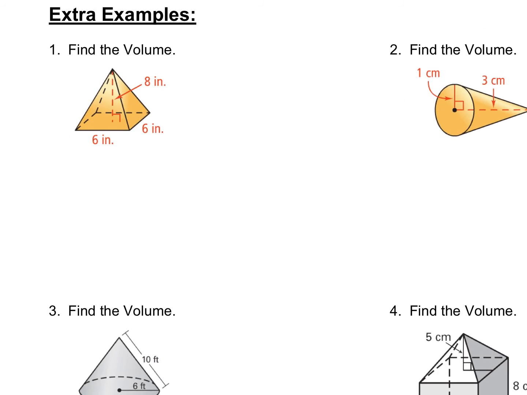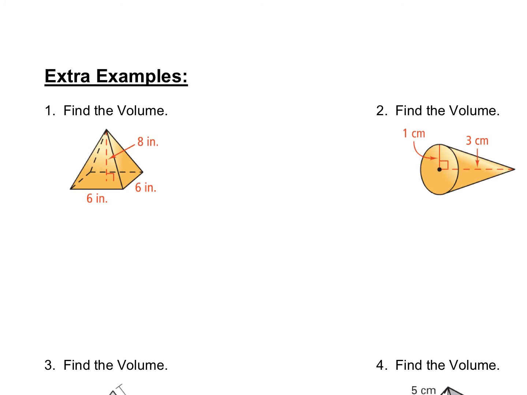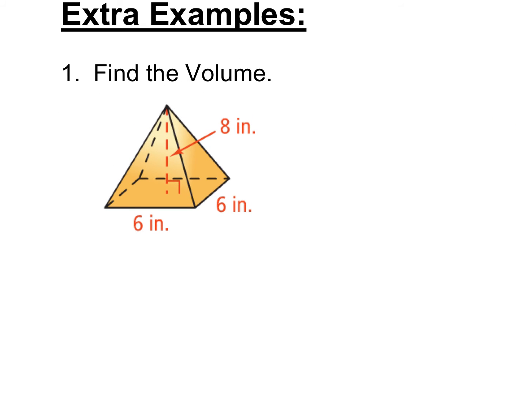Actually, we'll do this one. I won't do number 2. Okay, so we've got 1/3 base times height. The base is a rectangle or a square, so base times height, 6 times 6 gives you 36.